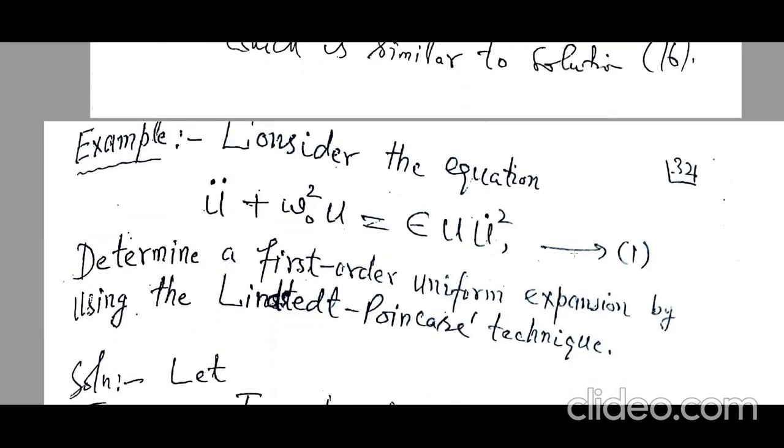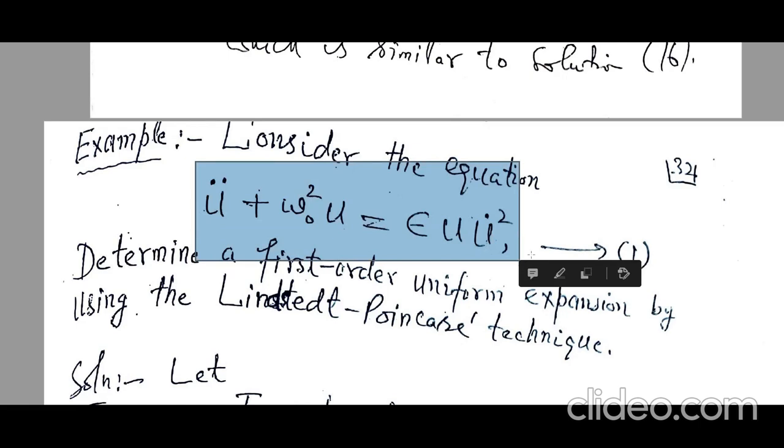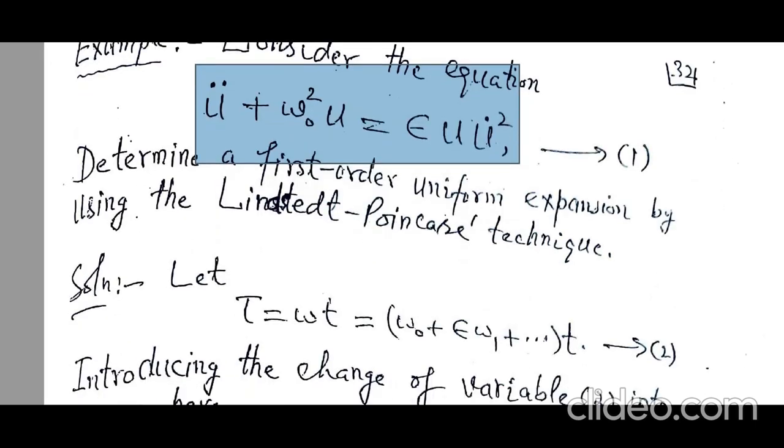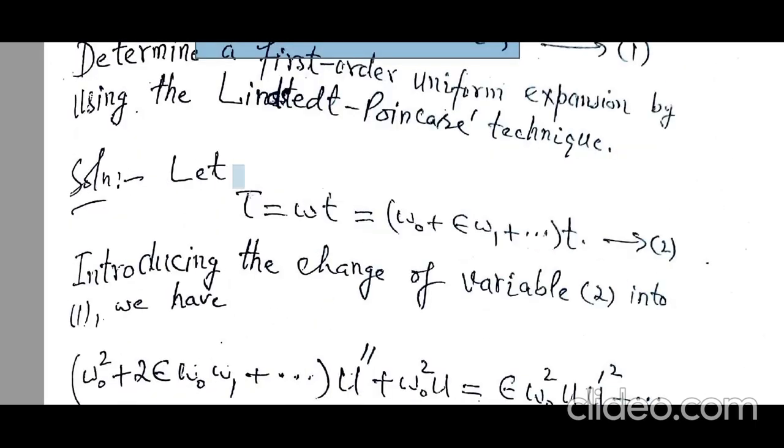Next we consider another example, which is u double dot plus omega naught square u plus epsilon u dot square. Here the dot denotes the differentiation with respect to t, and you are asked to determine the first order uniform expansion by using the Lane-Stated-Poincare technique. With the help of this method, let us introduce tau, which is omega t, where omega is omega naught plus epsilon omega 1 and so on, into t.